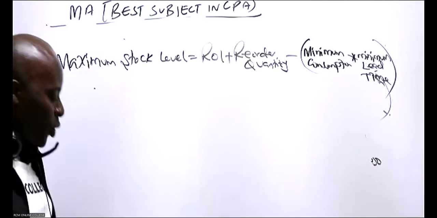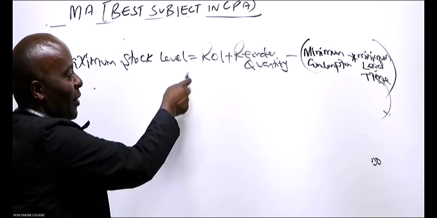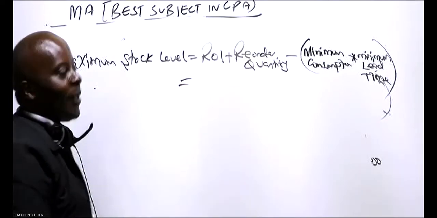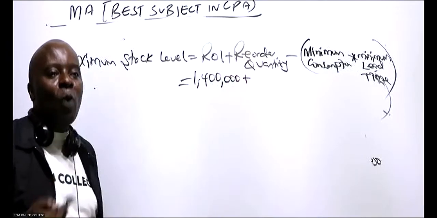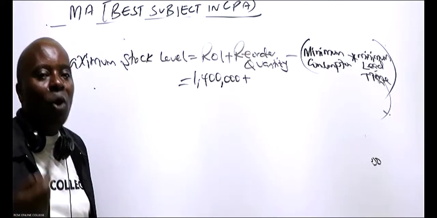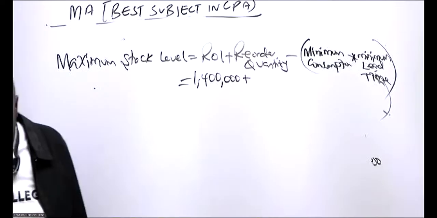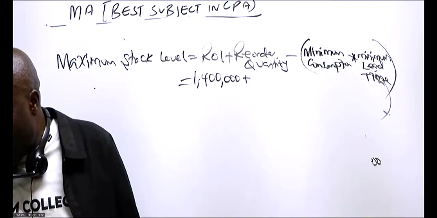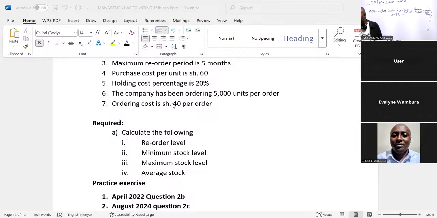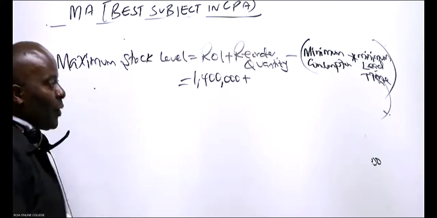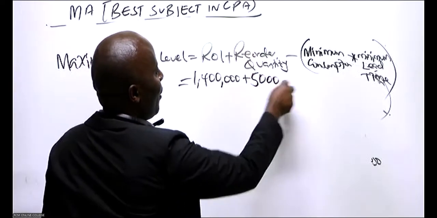So then do you remember our reorder level? What is the reorder level? 1.4 million, isn't it? Are you able to see any quantity which every time we make an order, we always order in the question? Is there somebody who is able to see a reorder quantity? They have told us in note number 6 that the company has been ordering how many units here? 5,000, yes. That is the reorder quantity. So plus 5,000 minus, into brackets.